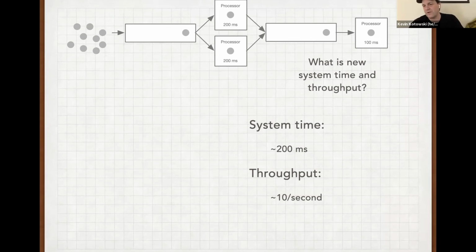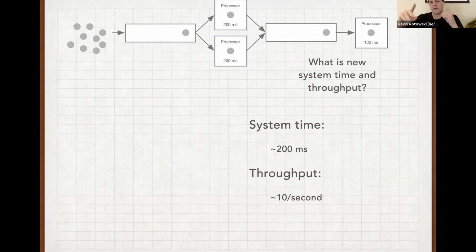So the system time is 300, even though my screen says 200, because you still have to go through. When you're parallelizing, each customer doesn't have to go through each one of the parallels. It's literally copies of the same processor, but they still have to go through it. It's 200, and then they have to go through that last one as well. So it's going to be 300 milliseconds total.